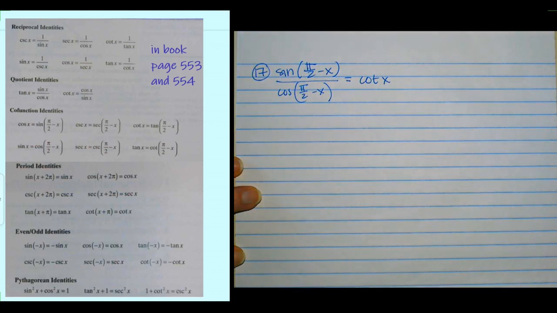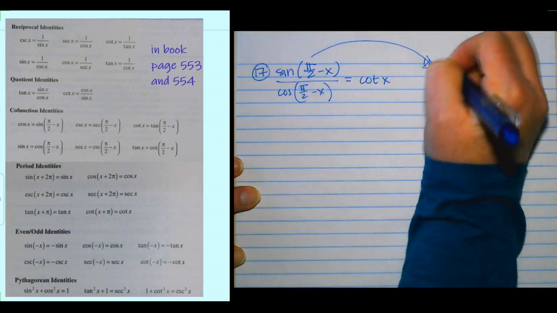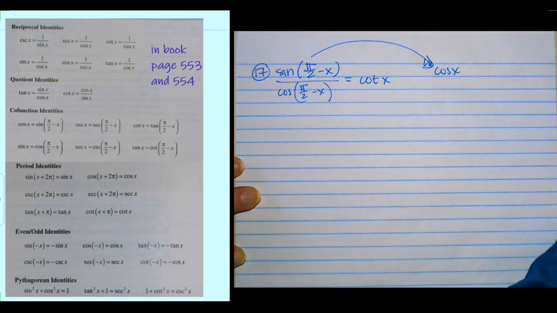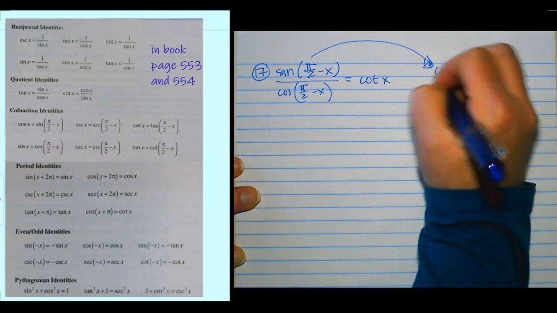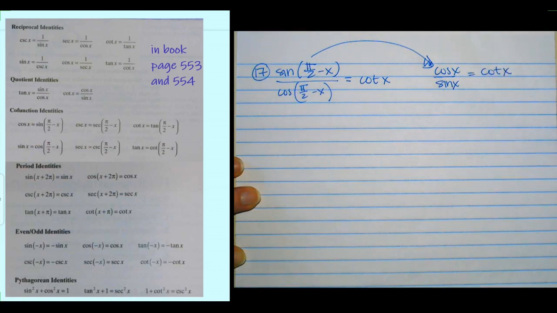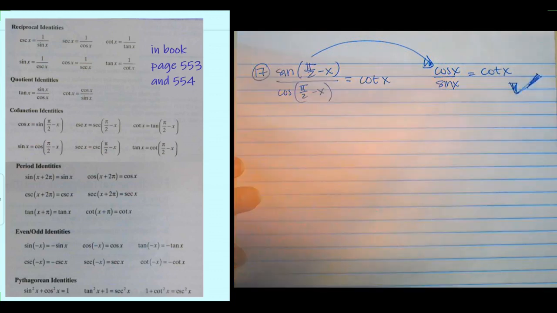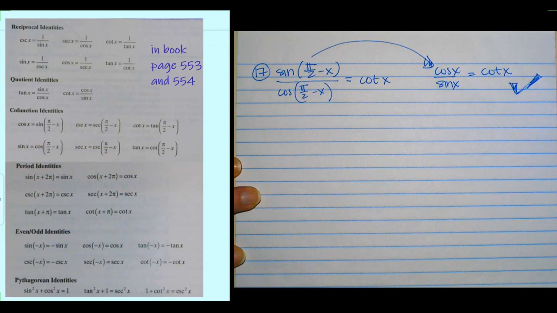If you translate sine of pi over 2 minus x, that's equal to, to save space, I'm going to write it right here, cosine of x. And cosine of pi over 2 minus x equals sine of x. And that's equal to cotangent of x. That's its own identity. So that one's done. There we go.